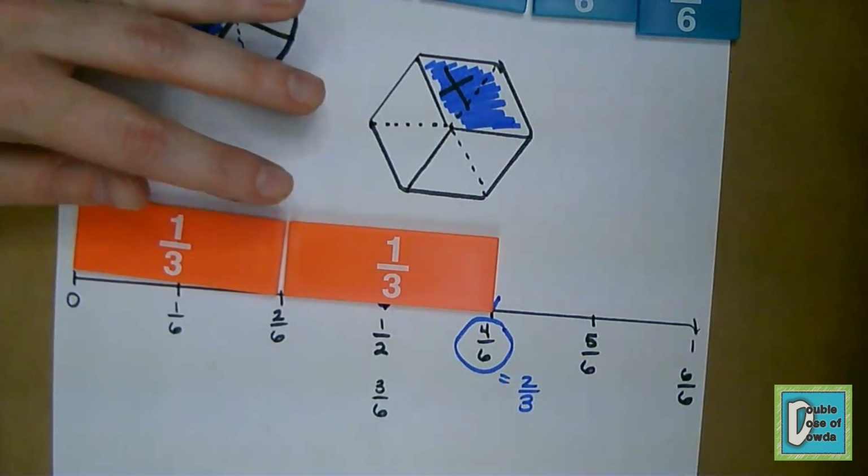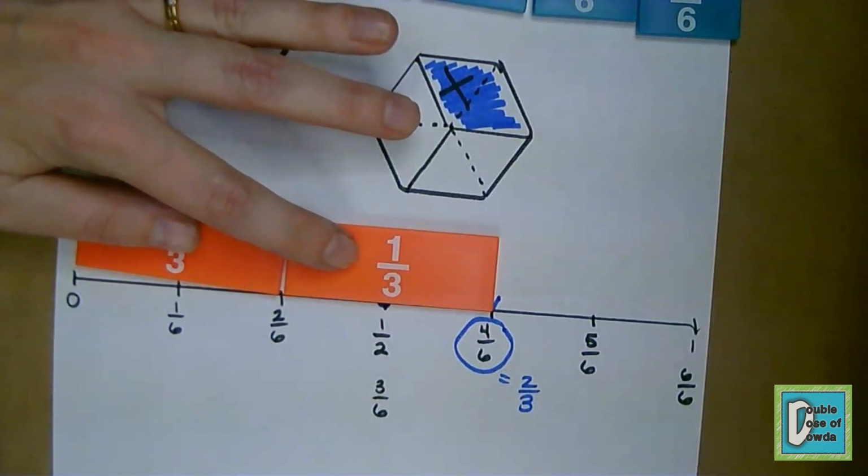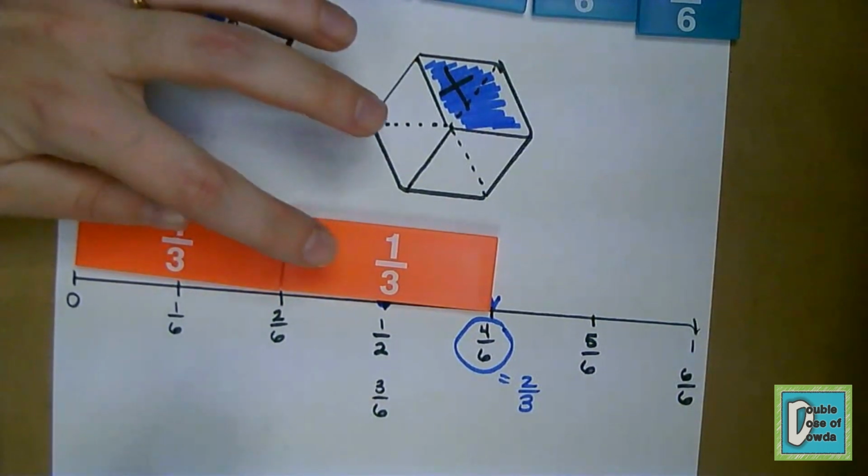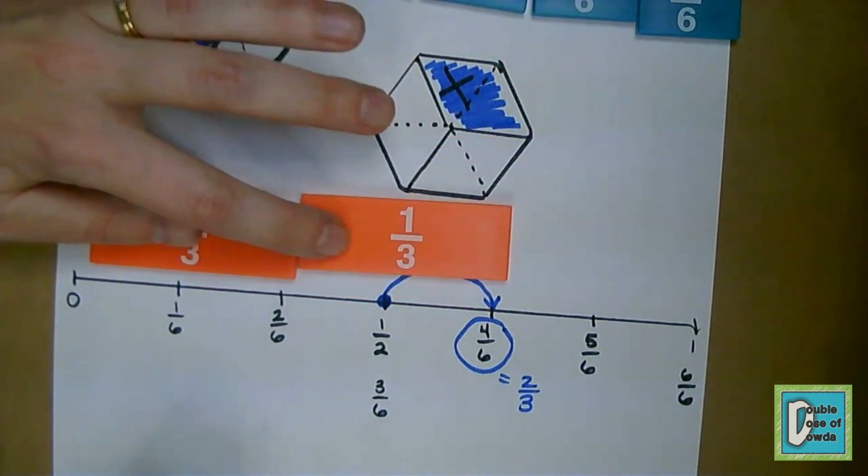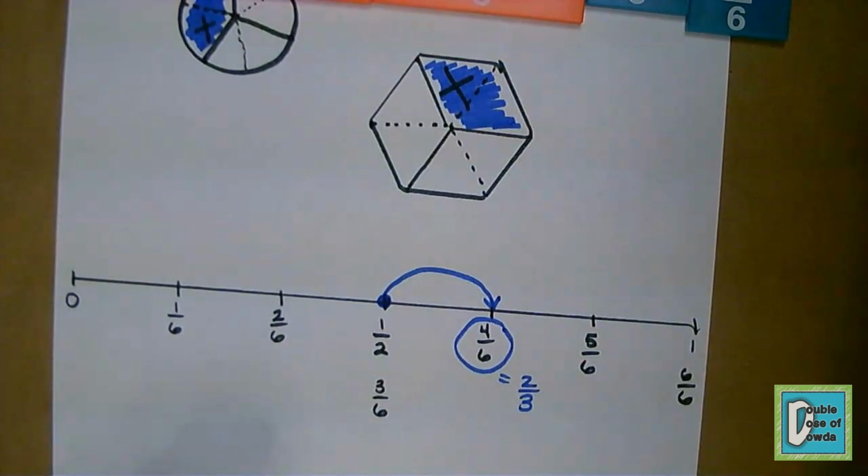Lastly, for the number line, let's talk about this. So we talked about adding on the number line. Same thing for subtracting on the number line. On this one, let's say instead of 1/2 plus 1/6, we did 1/2 minus 1/6. We would have them go through this same process and then make the jump backwards to 2/6.